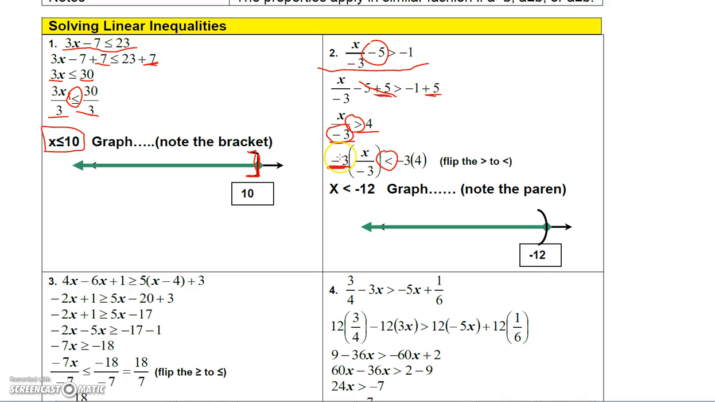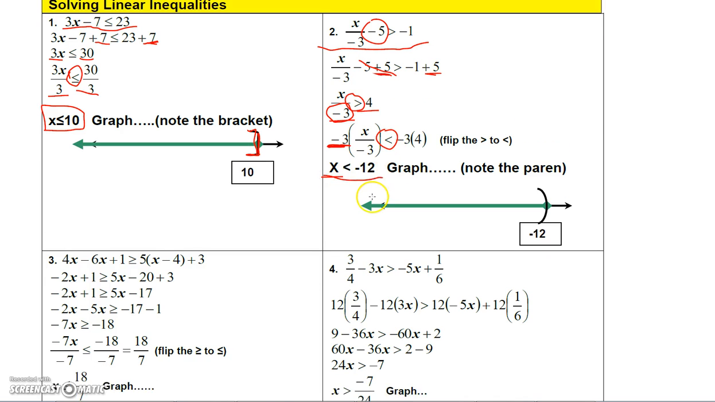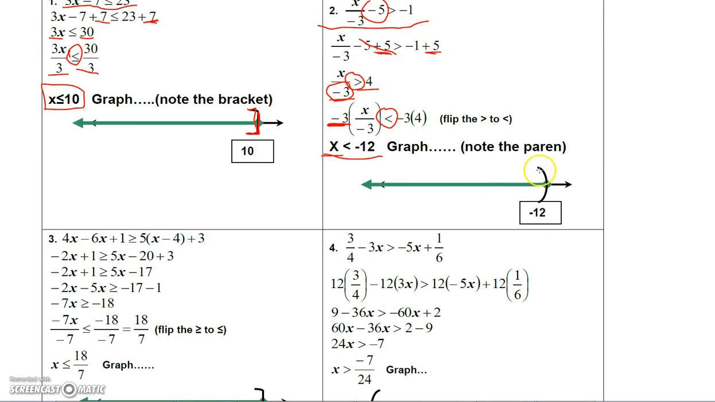And now, negative 3x divided by negative 3 is x, and negative 3 times 4 is negative 12, so I have x is less than negative 12. And here's the graph of that. Notice I used a parenthesis here because this implies that negative 12 is not part of the solution. Just everything less than negative 12 is part of the solution.